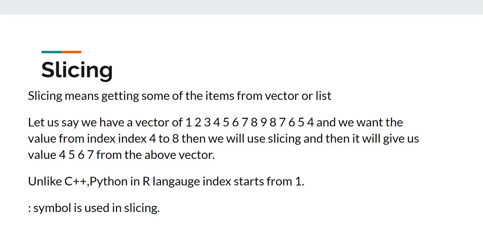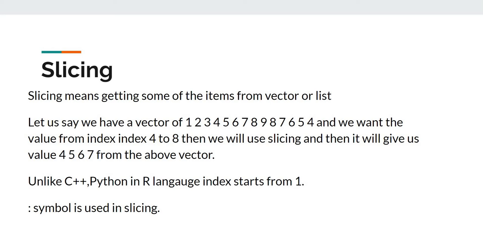After that, slicing. Slicing means getting some of the items from a vector or list. Let us say we have a vector of values 1, 2, 3, 4, 5, 6, 7, 8, 9, 8, 7, 6, 5, 4, and we want the values from index 4 to 8. Then we will use slicing, and it will give us the values 4, 5, 6, 7 from the above vector. Unlike C++ and Python, in R the index starts from 1. As we know, in C++ and Python the index starts from 0, but in R you have to take care that the index starts from 1, and the colon symbol is used for slicing.